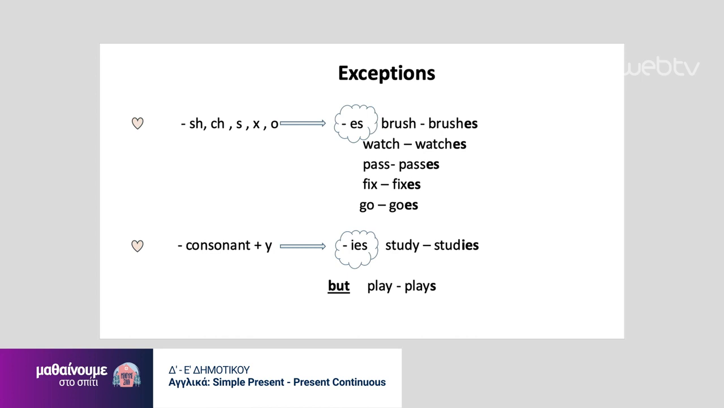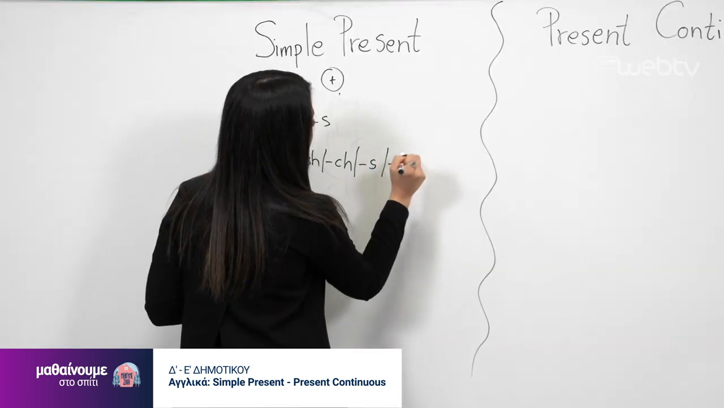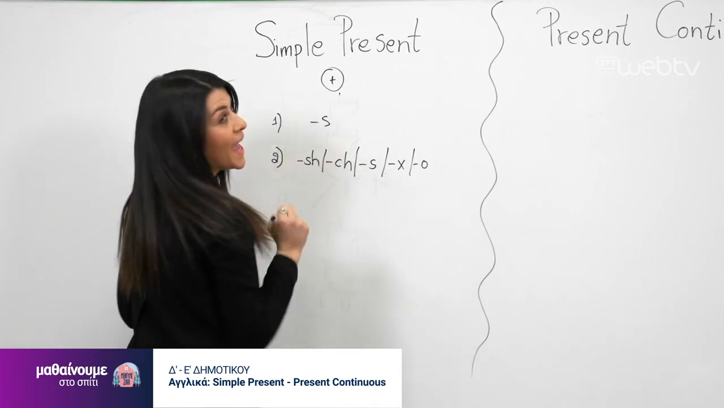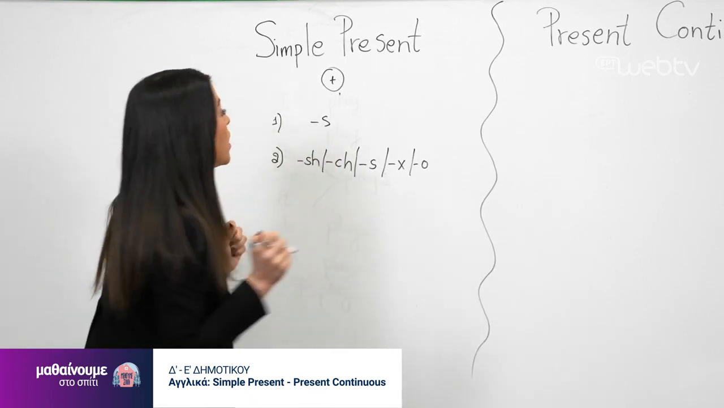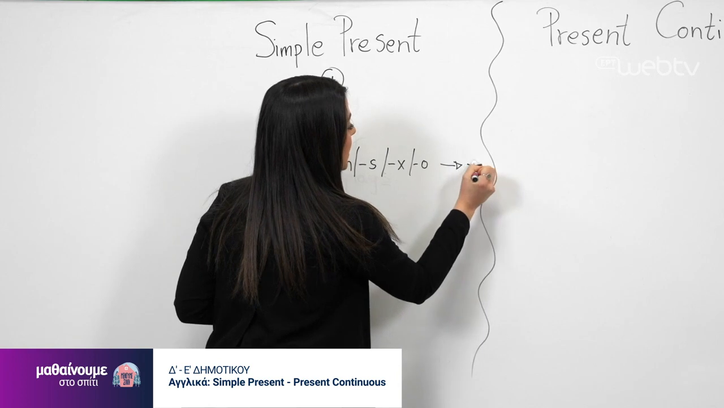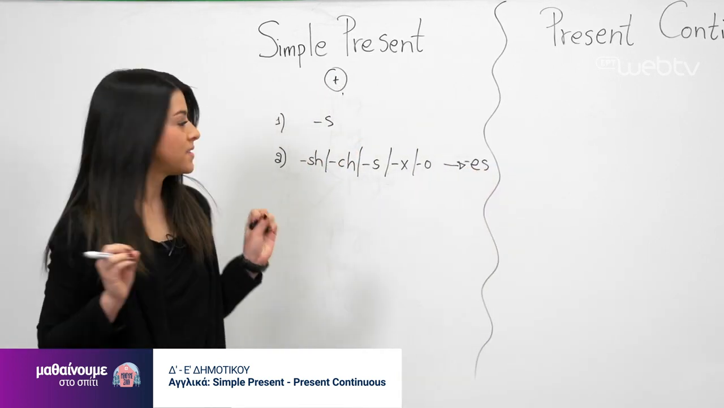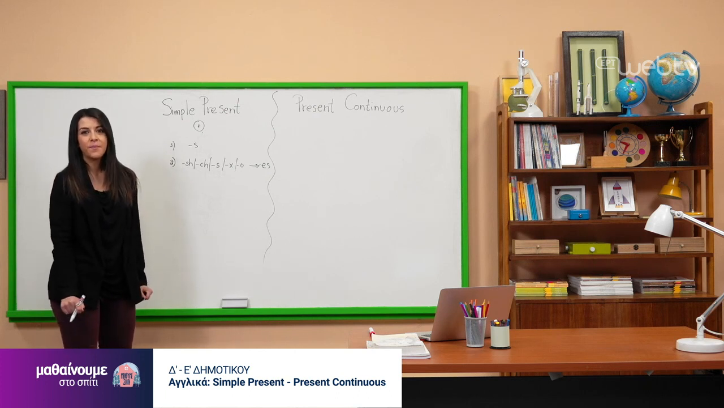When the verb ends in SH, CH, okay? S, X, and O. What do we do? We don't put only S, we put ES in the end. We only put ES. So let's see some examples.